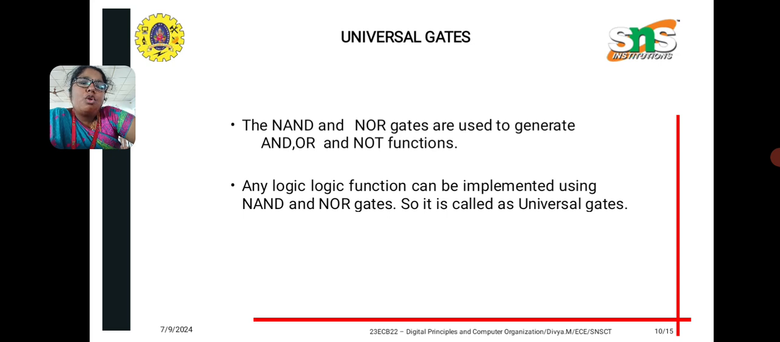Universal gates. NAND and NOR gates are used to generate AND, OR and NOT functions. Any logic function can be implemented using NOR and NAND gates, so they are called universal gates.